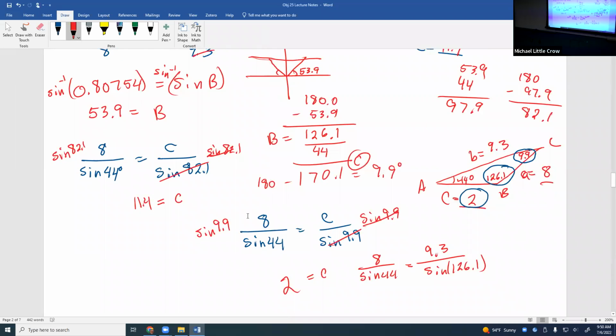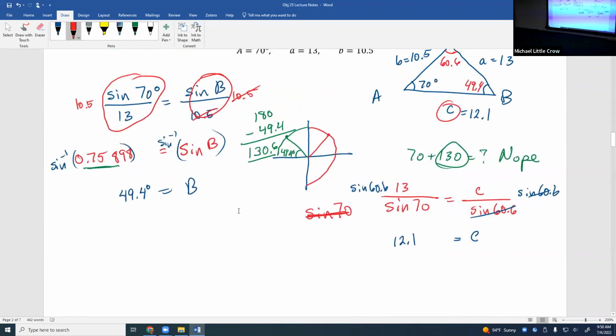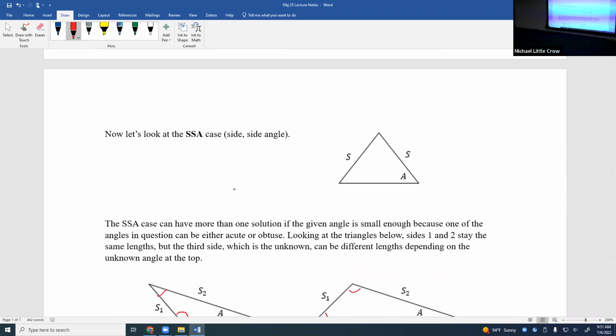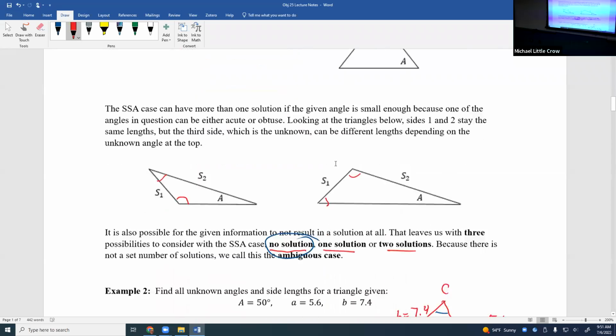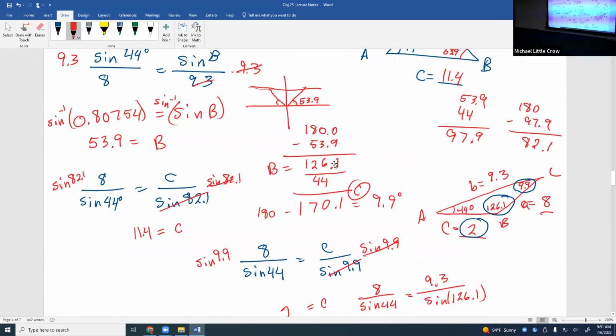But this is what you want. You probably want to put this in your notes. The only time you need to check for a second solution is with the case of side-side-angle. When they give you two sides and an angle, that's when we're going to have to see if there's two solutions. Notice we went through 3 cases: if there's 2 solutions, 1 solution, or no solution.